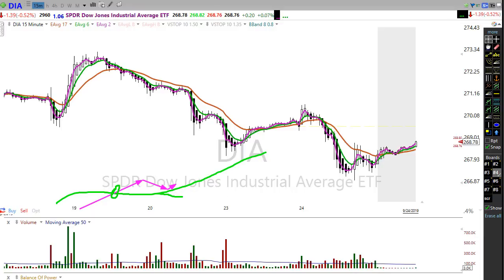Okay, now the same is true in any down move. If we have the market moving down, we don't want the cross down.